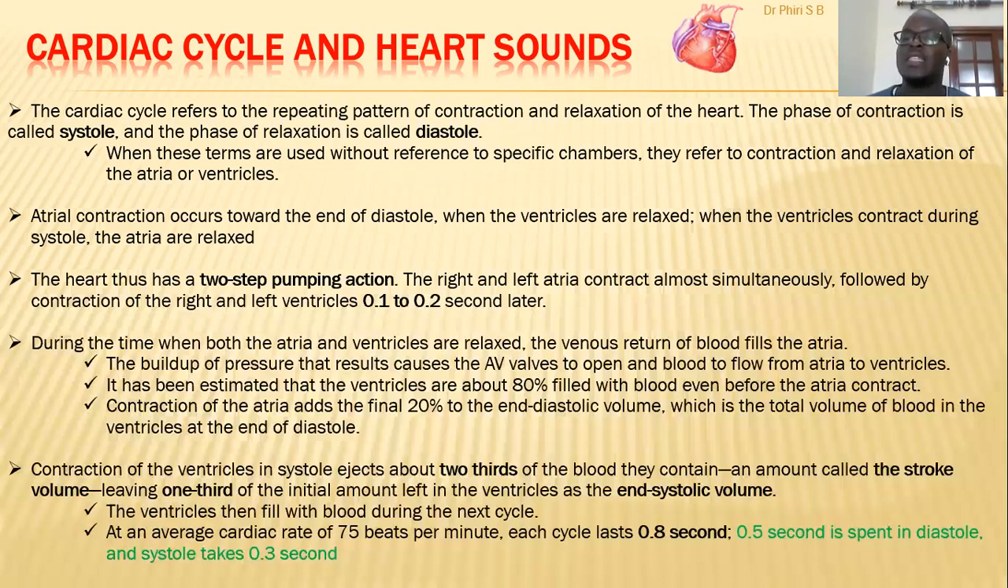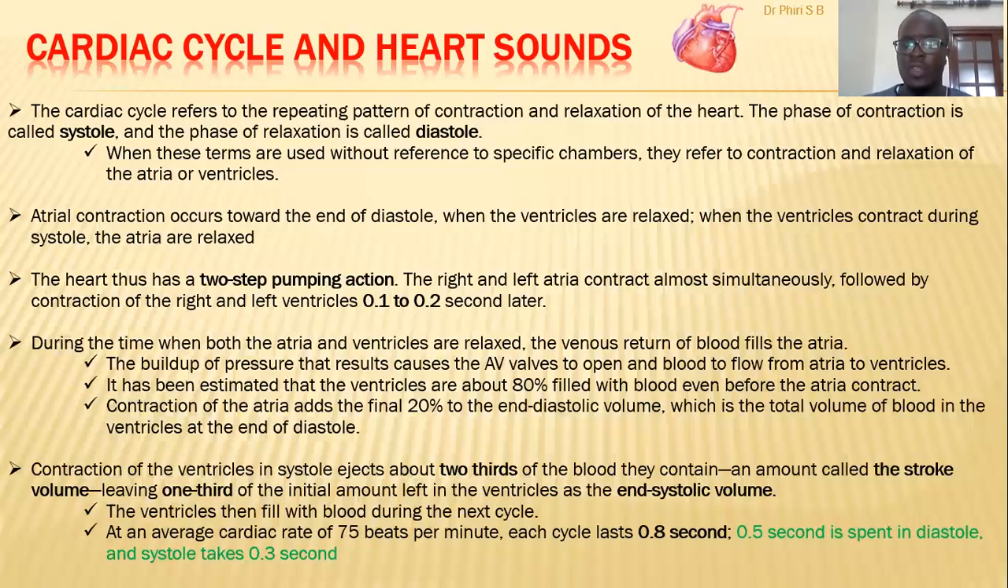So this 0.8 seconds is divided into two. We have contraction and relaxation, systole and diastole. Most of the time in the cardiac cycle, the heart is spending in diastole, the heart is relaxing. About 0.5 seconds is spent in diastole, and the other 0.3 seconds is systole. So diastole, 0.5 seconds, then systole, 0.3 seconds. So that's the heart cycle, the heartbeat.